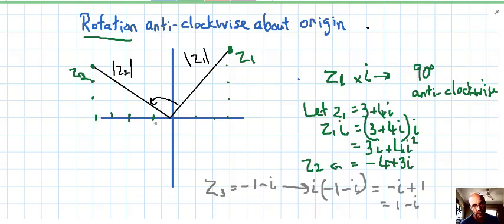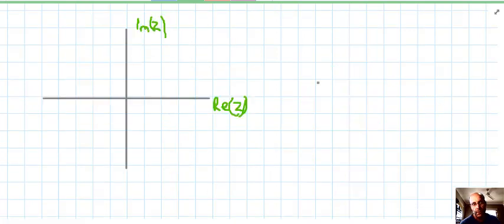Just quickly, we could show it with one more. So if Z3 is -1 minus i, we might be down here. And then if we multiply that through by i, we get 1 minus i, and that's down there. And basically, we've got our anti-clockwise rotation there.